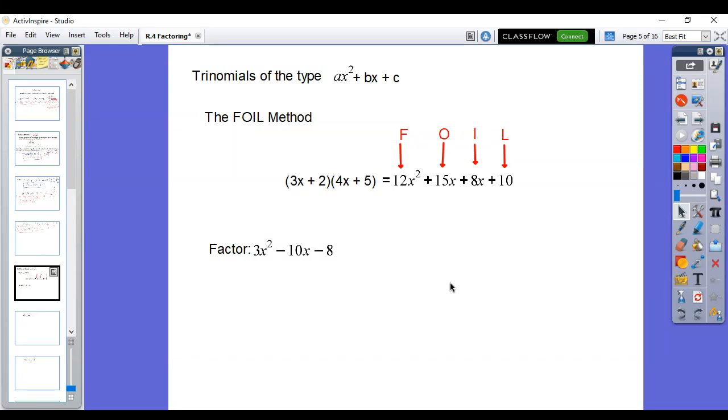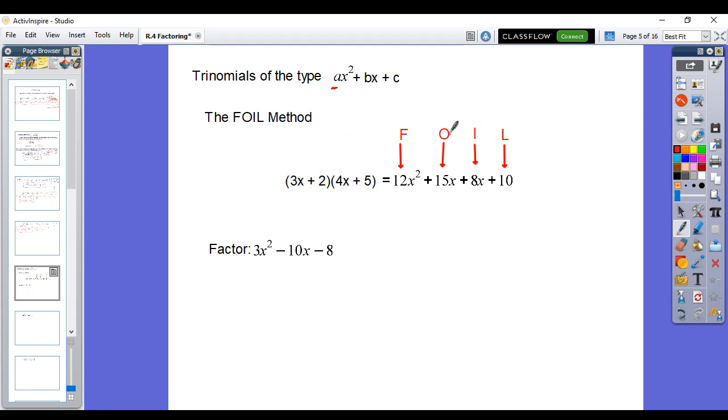Part 2 of our factoring section. All right, so this time we're looking at trinomials with a coefficient greater than 1 up front. The last one was just x squared plus bx plus c. This time we have a number in front. This first method, they call it the FOIL method.